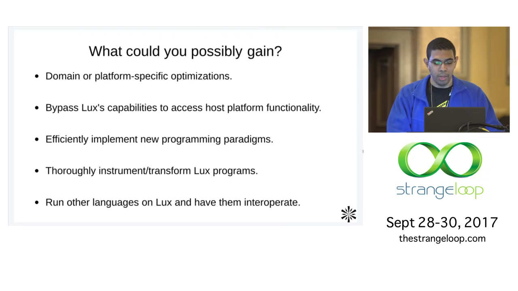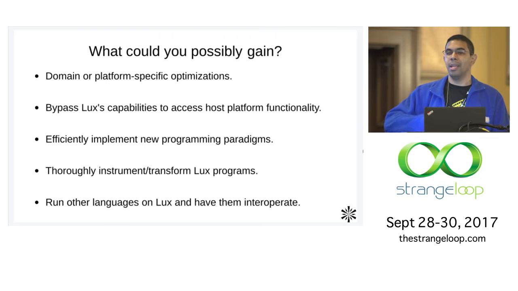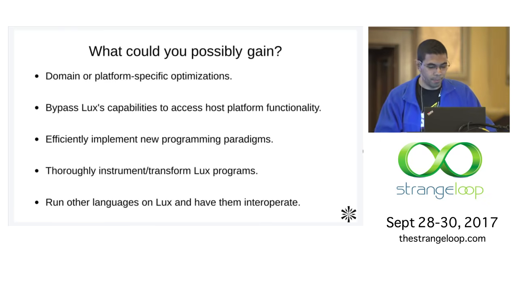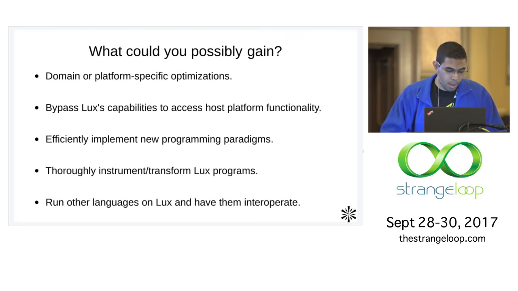Also, something really cool that you can do is transform and instrument Lux programs in a thorough way. So maybe you want to add pervasive logging and tracing for debugging purposes. Or maybe you are a fan of aspect-oriented programming, and you want to add a code weaving layer at the end of the pipeline to perform pervasive transformations across your programs. All of this can be done, or will be doable.